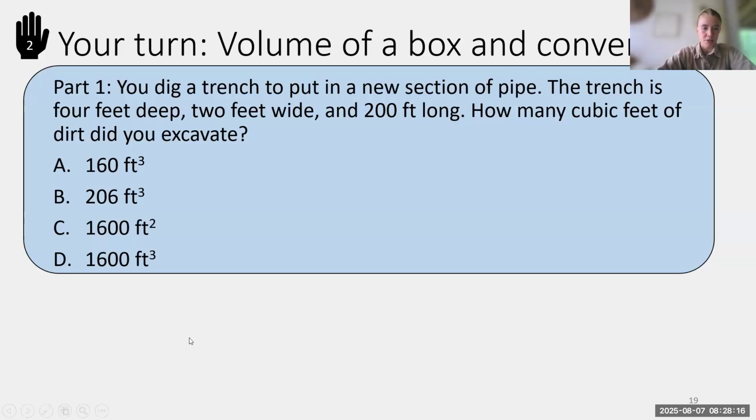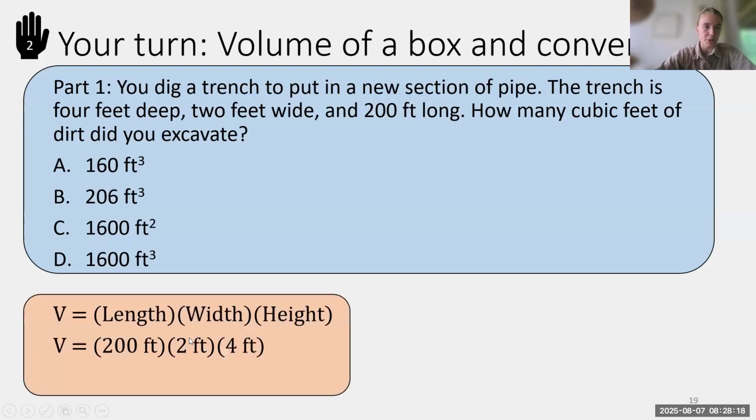Okay, so for this one, we're just working with a volume calculation for a box. And that equation is going to be volume of that box equals length times width times height. Pretty straightforward. They gave us that in the question. We know that we have a length of 200 feet, width of 2 feet, and a depth of 4 feet. So we just multiply all those together, and we get 200 times 2 times 4 is going to be 1600.